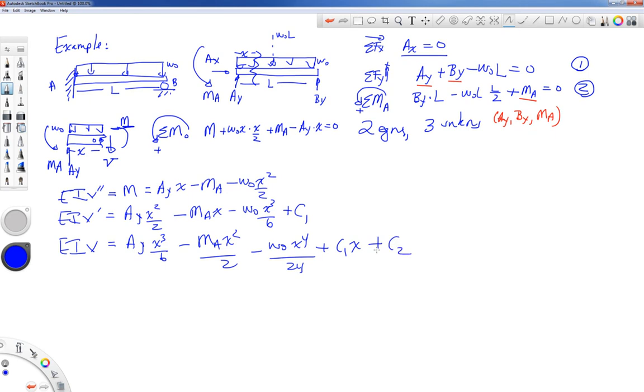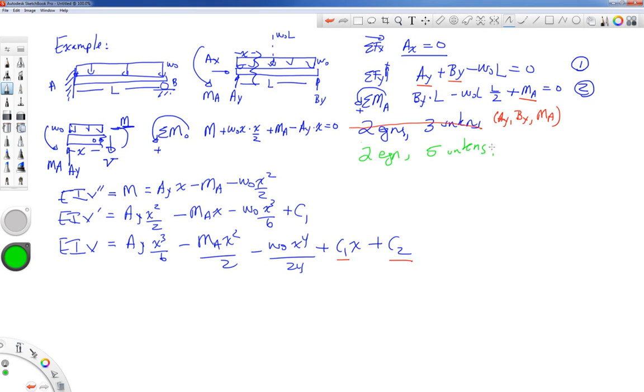Now at this point, I have just introduced two additional unknowns. C1 and C2 are additional unknowns. So we can cross through this. Now I have, I'll put it in green, now I have two equations and I have 5 unknowns.